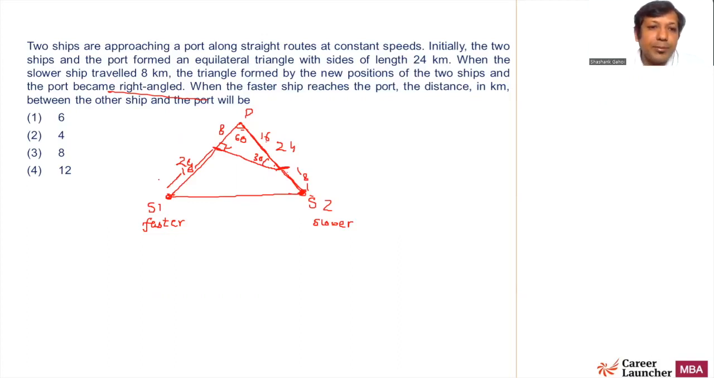So in the time the faster ship covers a distance of 24, the slower ship is going to cover a distance of 12. So it is going to reach somewhere here. What is the remaining distance over here? That's going to be 12 kilometers. So what is the question asking? The question is asking the distance between the other ship and the port, that's going to be 12. So my answer of this question is going to be 12.